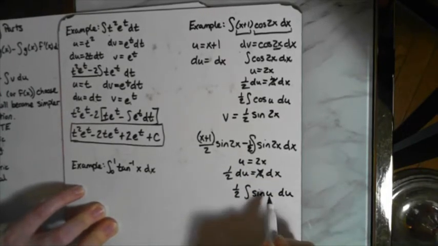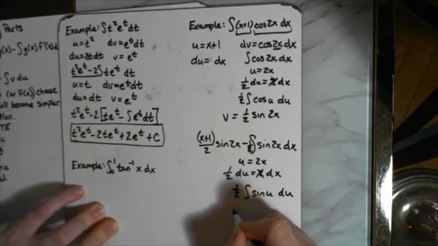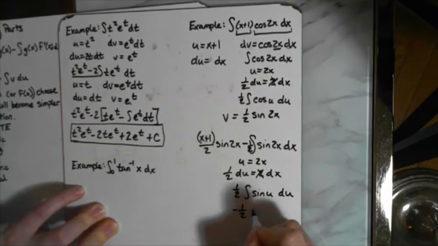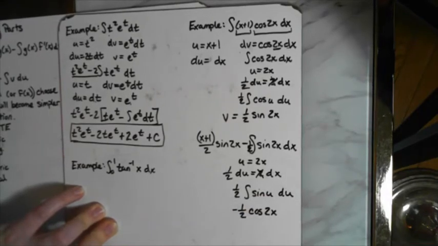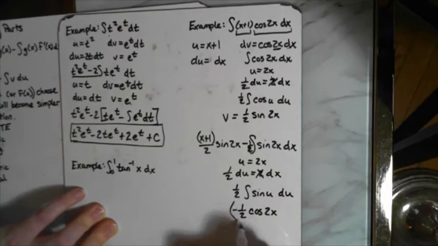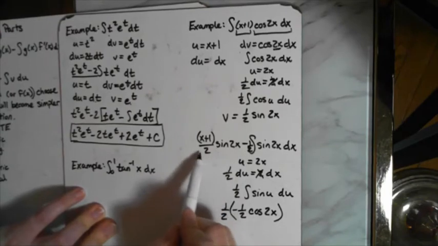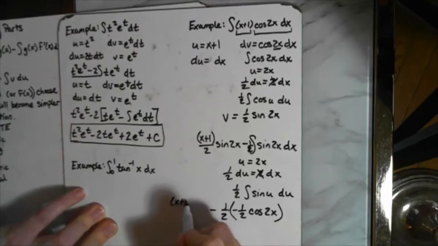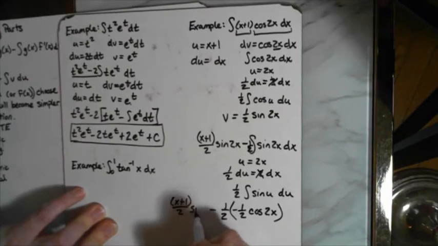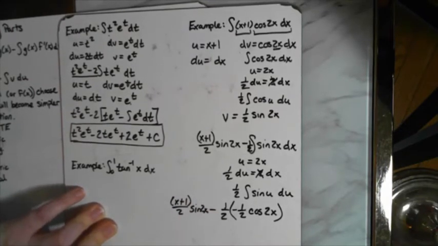Okay, now this integral is cosine, negative cosine. So negative 1/2 cosine, and the u has to be replaced again with the 2x. So that's the value for my integral. I can't forget that there was a 1/2 in front of that integral, and I should copy the rest of this down. So minus, and then you had the x plus 1 over 2 sine 2x.